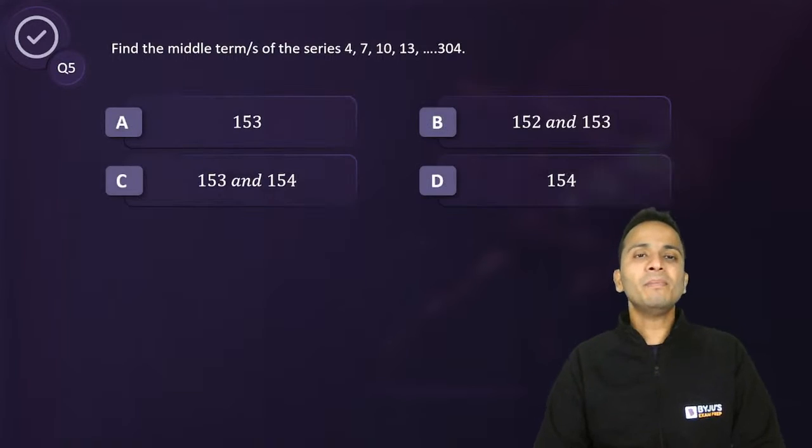Question number 5. Find the middle term or middle terms of the given series.